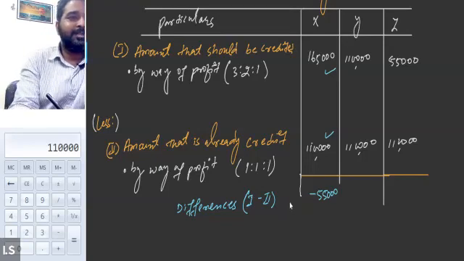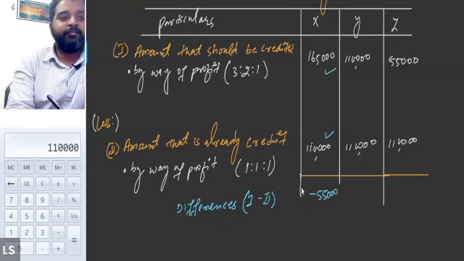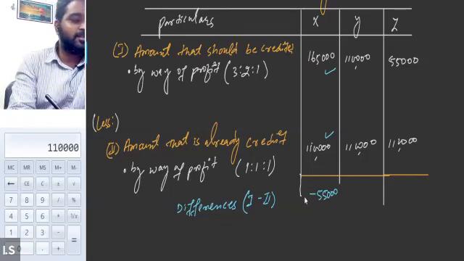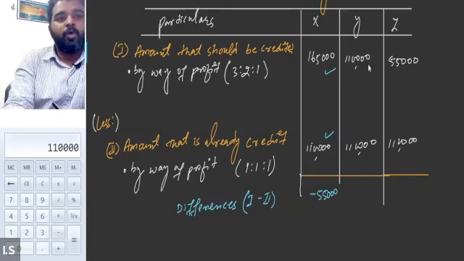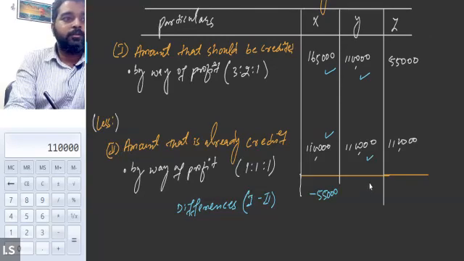So does that mean that we need to pay 55,000 more to X? Yes or no? Yes. Now tell me how much Y should have got? Sir, Y should have got 1,10,000, and how much did he actually get? 1,10,000. So that means no change. A reasonable amount has been paid to Y by way of profit, so there will be no change, 0.